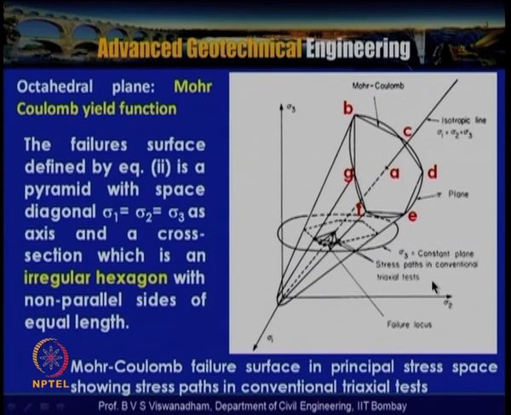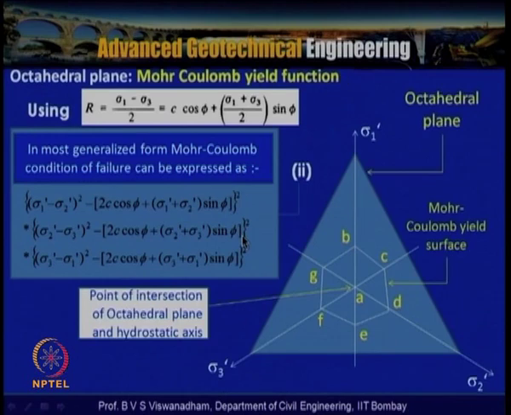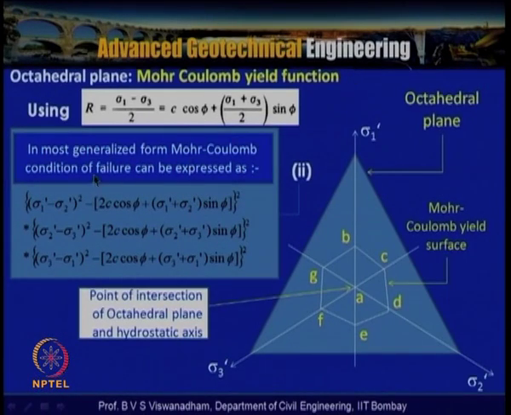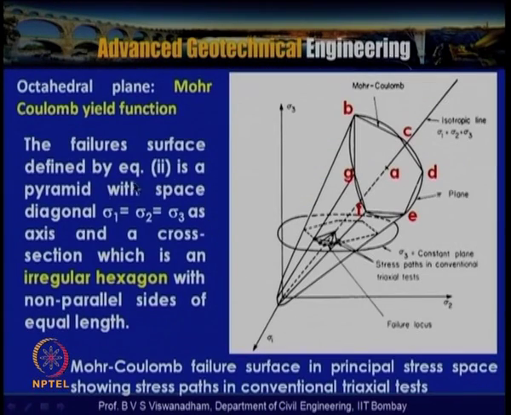Now the failure surface is defined by equation 2. It is a pyramid with the space diagonal, sigma 1 equal to sigma 2 equal to sigma 3, as axis, that is the isotropic line or hydrostatic axis, and a cross section which is an irregular hexagon with non-parallel sides of equal length. So this equation 2, the more general form of the Mohr Coulomb condition, represents a pyramid with the space diagonal sigma 1 equal to sigma 2 equal to sigma 3 as axis, and a cross section which is an irregular hexagon with non-parallel sides having equal length.